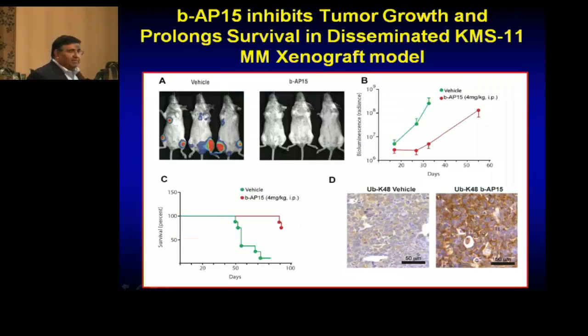We then went on to examine the effect of b-AP15 in our in vivo model. Shown here are the tumor volume curves and bioluminescence as measured here. b-AP15 prevented the progression of the tumor, shown in red here in mice, which was also associated with prolonged survival. Tumor resection from these mice indeed showed accumulation of ubiquitin, which indicates proteasome inhibition in vivo by the drug.